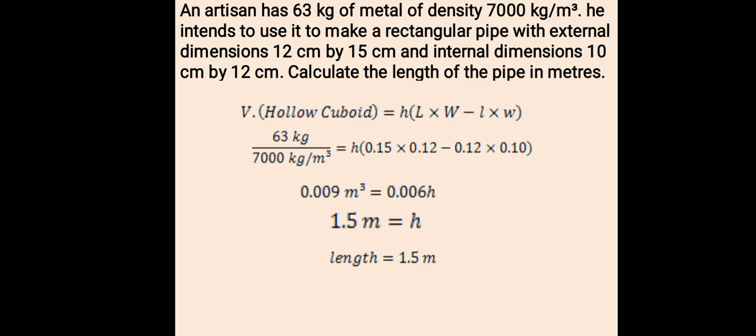Now, the volume of a hollow cuboid can be taken to be length times width of the outer part less length times width of the inner part, all of this multiplied by the height, because the height of the parts are equal.